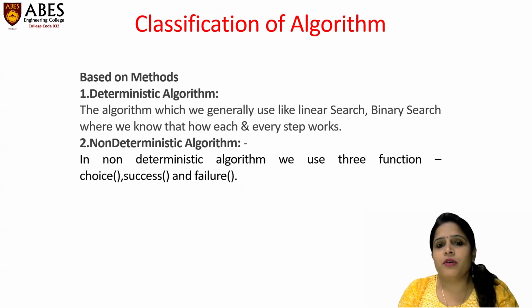The second classification of an algorithm is based on the applying methods. On the basis of their applying method, we can classify algorithms into two different categories: the deterministic algorithm and the non-deterministic algorithm. The algorithms which we generally use, like linear search, binary search, merge sort, insertion sort, and all the problems we have discussed so far in the subject Design and Analysis of Algorithm, come in the category of deterministic algorithms.